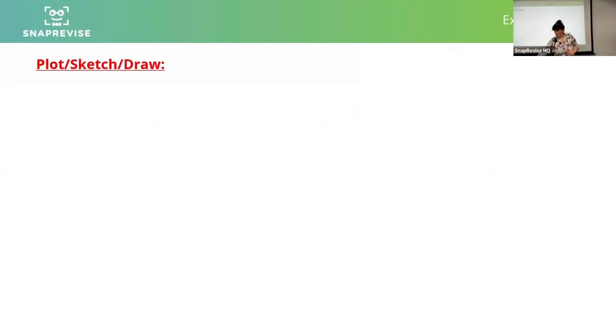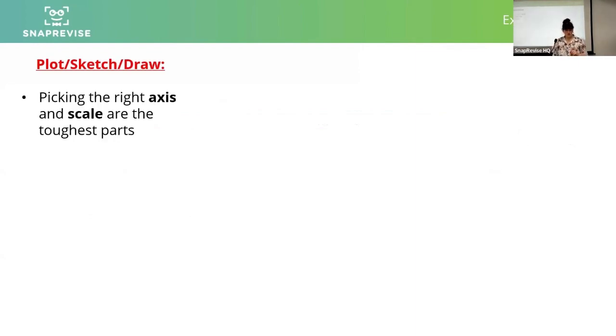What if you've been asked to plot, sketch, or draw? It's really, really important, and students often lose marks because they draw a tiny, tiny little graph on a tiny bit of the graph paper they've been provided. Make sure that your axes and your scale are as big as they can be. You need to take up 2/3 of the graph paper if possible, and make sure they're clear and that your scale is correct. So you haven't changed scale halfway through your axes, etc. That tends to be the bits that students find hardest.